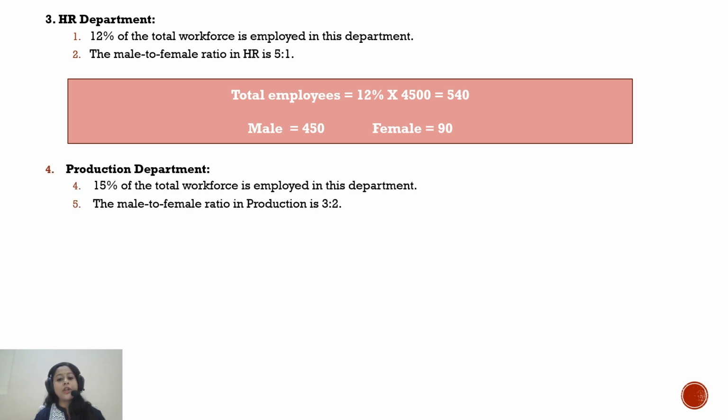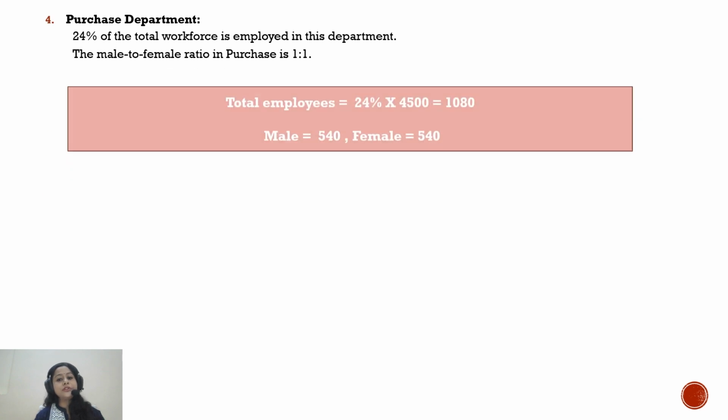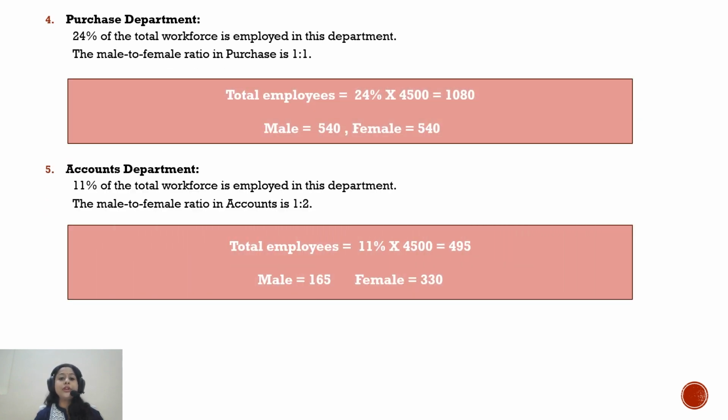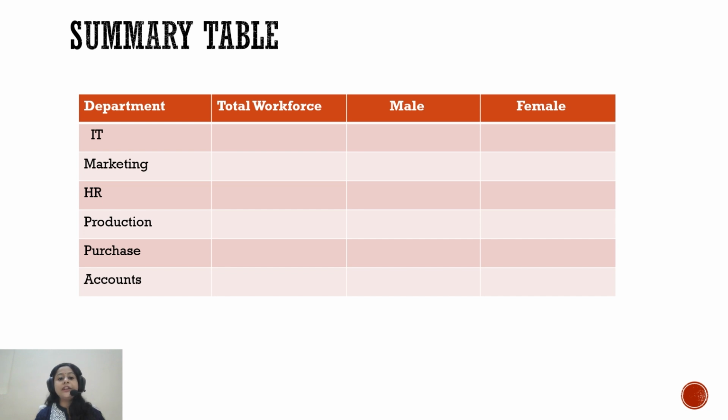Same we will do for HR department using the same formula. We will do it for production department using the same formula, and for purchase department as well as accounts department, right? So we will apply the same formula. First we will calculate the total number of employees, and then from the given ratio we will find out the total number of males working in that particular department, and the number of females working in that particular department, right? Then we will fill up this summary table.